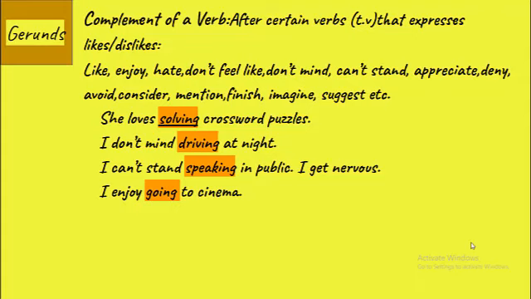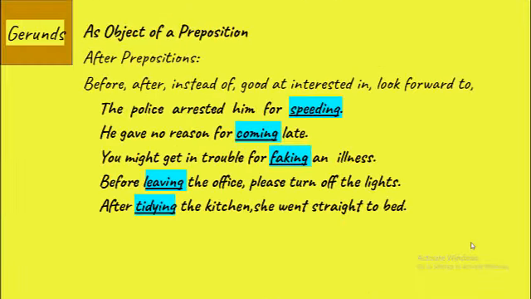She loves solving crossword puzzles. In the first sentence, we can see that she loves doing something. And what is that? Solving crossword puzzles. I don't mind driving at night. So I don't mind at night isn't anything, but when we add driving, I don't mind driving, then this is an object. Here we can see, I can't stand speaking in public. I get nervous. Do you feel fear of the public when you talk to the public? I enjoy going to cinema, like singing, and there are so many other things we all enjoy.